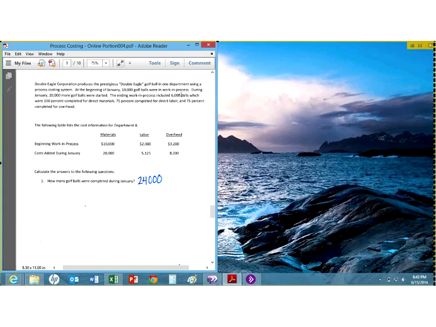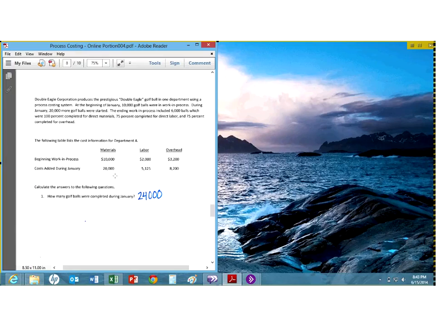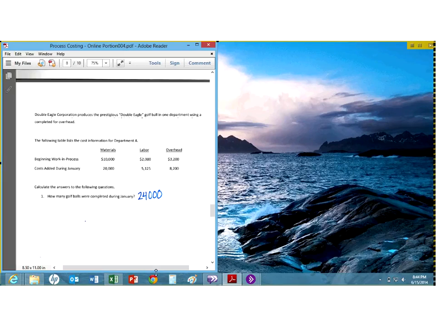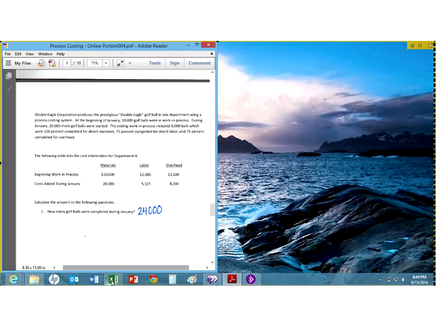The ending work in process included 6,000 golf balls, which were 100% completed for direct materials, 75% completed for direct labor, and 75% completed for overhead. And then the following table lists the cost information for Department A. It gives us the beginning work in process, so this is the material, labor, and overhead costs that we had in those 10,000 golf balls that were beginning work in process, and then costs that were added during the month. So before we answer these questions, let's go and do the process costing template first.